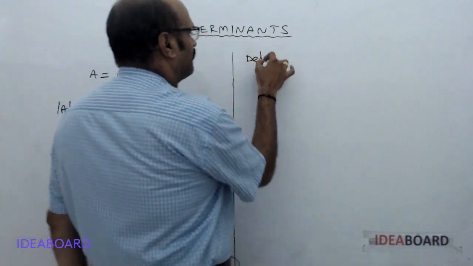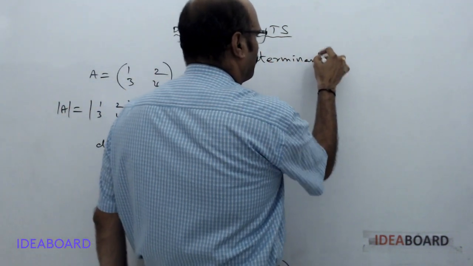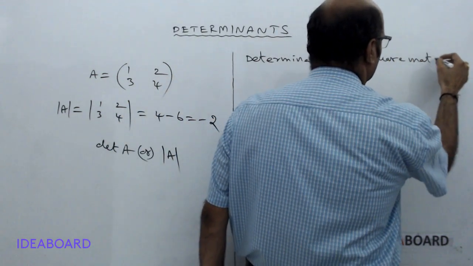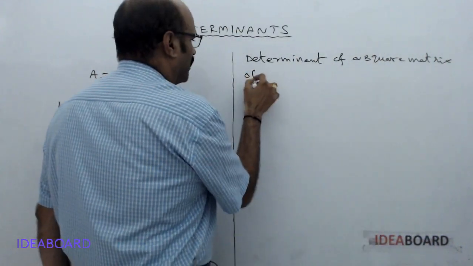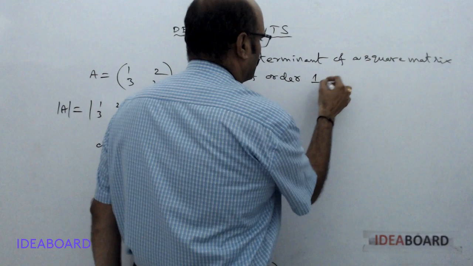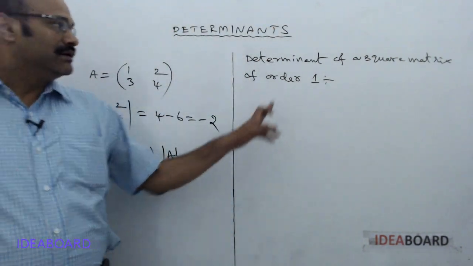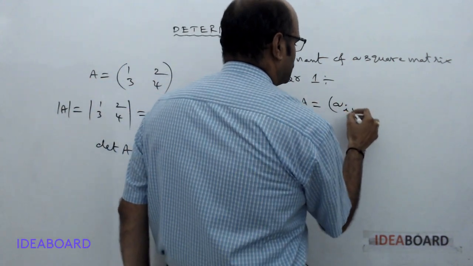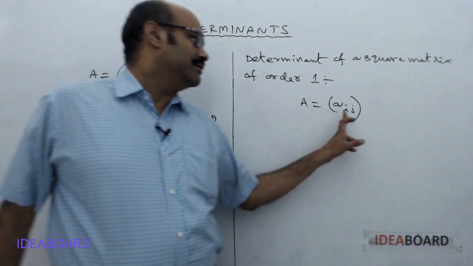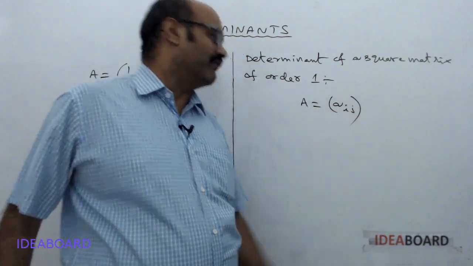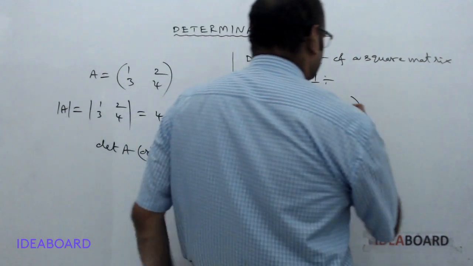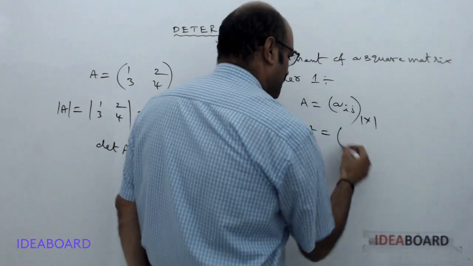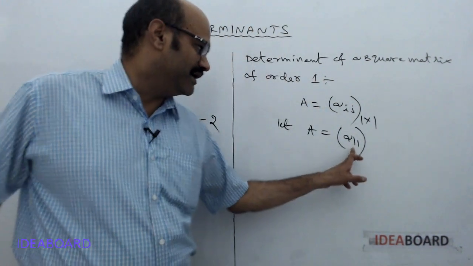Now, determinant of a square matrix of order 1. Let A equal to Aij be a square matrix of order 1 by 1. Let A equal to, I will take a 1 by 1 matrix, A11. Only one element I will take.